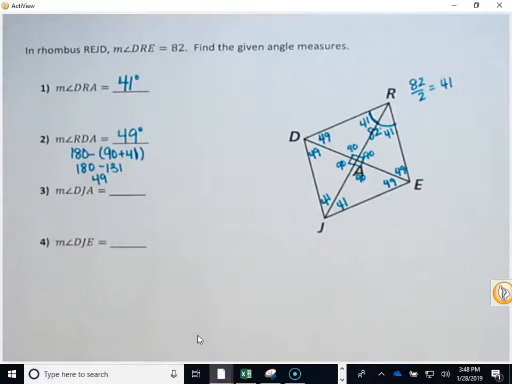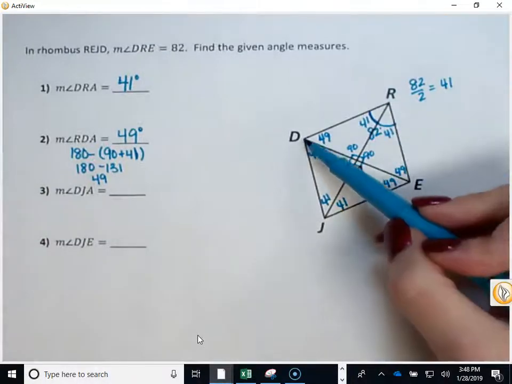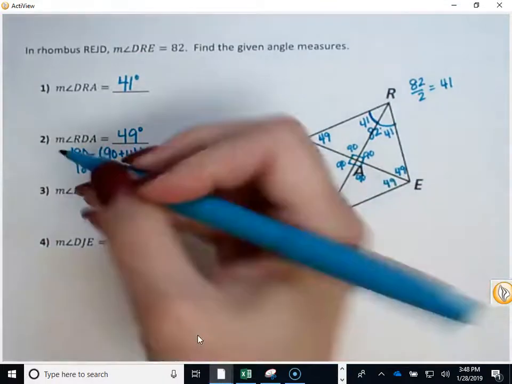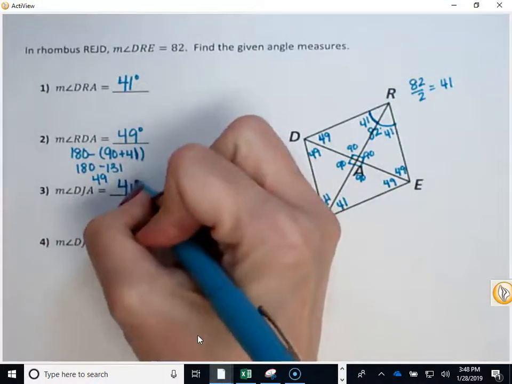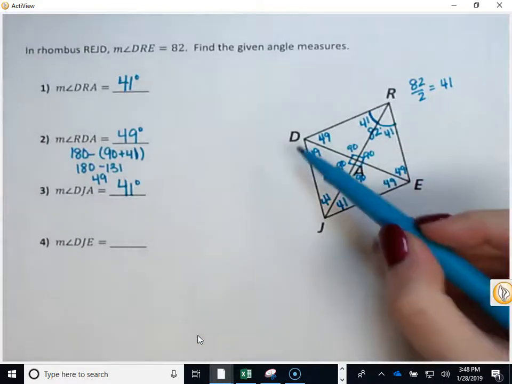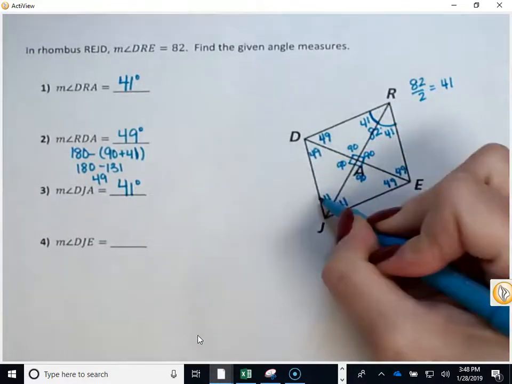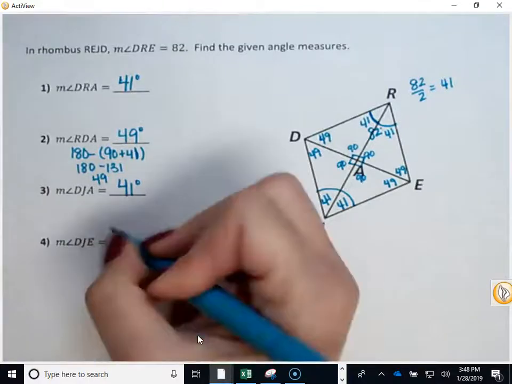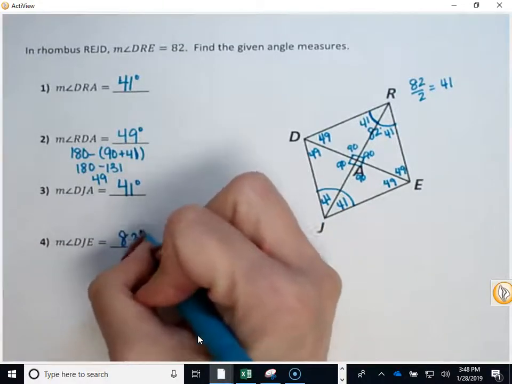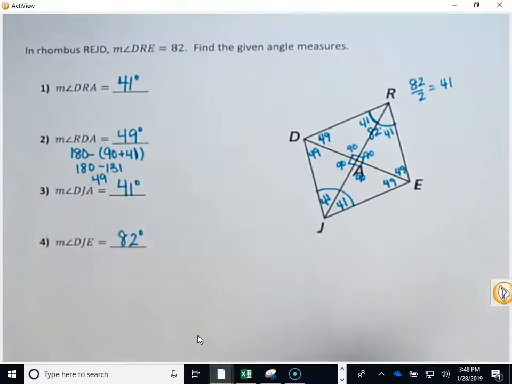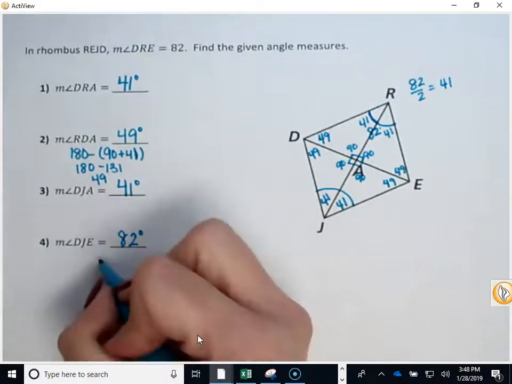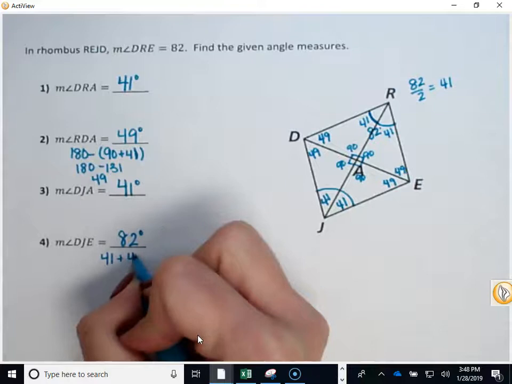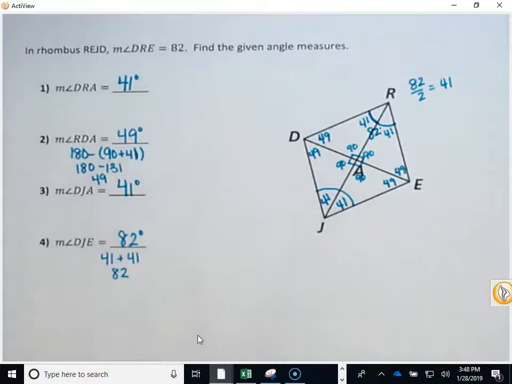So their next question is, what's the measure of DJA? D to J to A, we said, is 41. And the measure of angle DJE, well, that's this big angle. Both of those added together, 41 plus 41 gives me 82 degrees. Okay, so that's how we got all those.